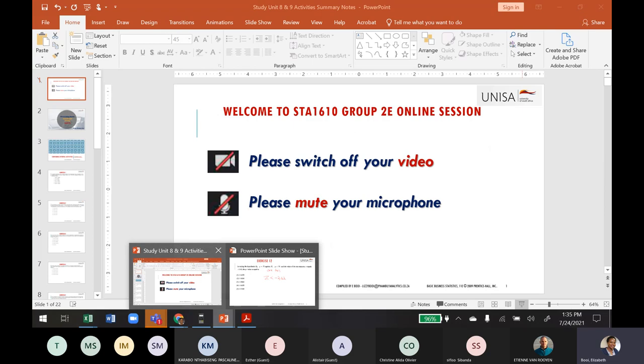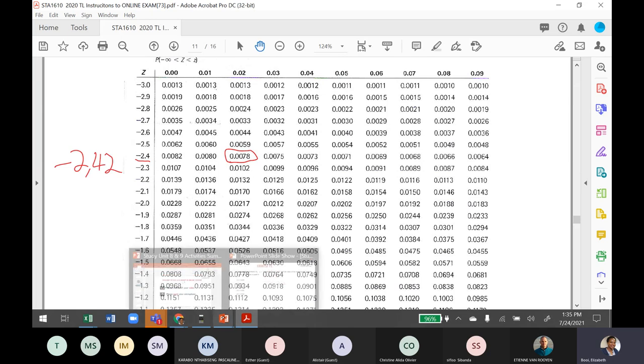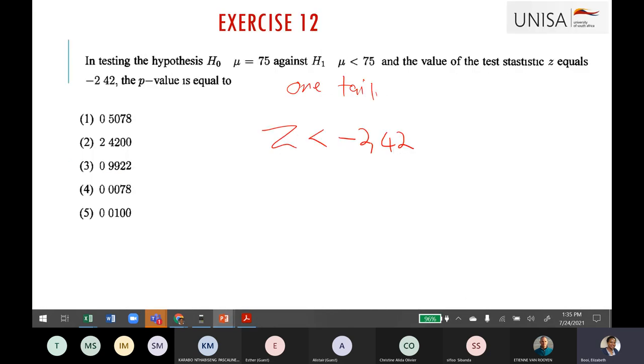So what else do we need to do in order to confirm our answer? What did we get? 0.078. Is that the answer that we're looking for? Or is there something that we still need to do?